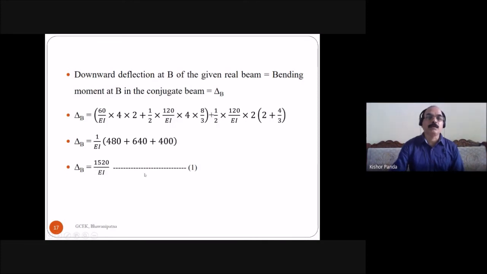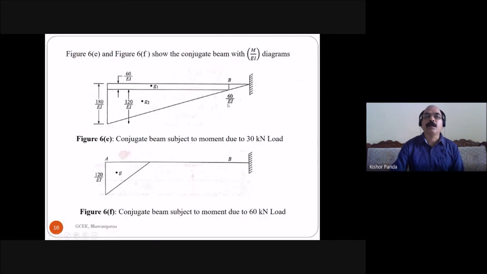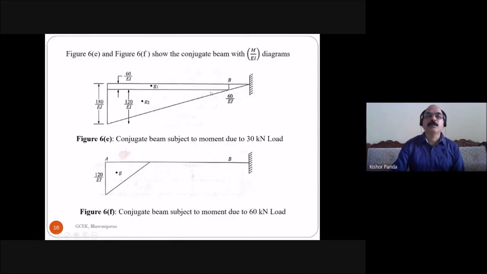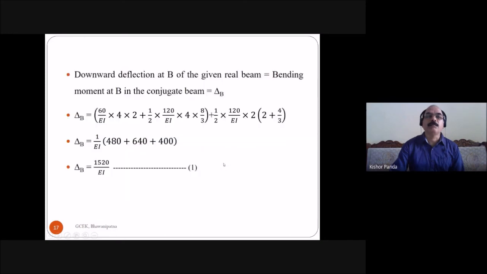This is the downward deflection. You got this downward deflection using the conjugate beam method. So the downward deflection at B of the real beam is equal to the bending moment at B in the conjugate beam. That will give the deflection at B in the real beam. So using this method, you find the bending moment here, and that gives the deflection of the real beam. So this is the deflection due to the loading at point B.